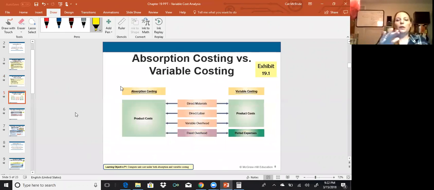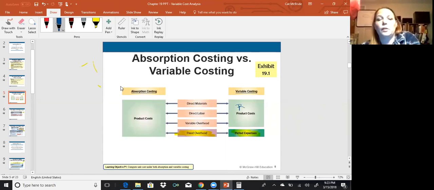All right, this is a picture of how you can remember what goes into absorption costing and what goes into variable costing. And again, the only difference is the fixed overhead. Everything else, for absorption costing, all the costs go in. For variable costing, fixed overhead goes straight to the income statement, and everything else goes on the balance sheet. So we have to remember that this goes to the balance sheet as inventory, and this goes to the income statement.